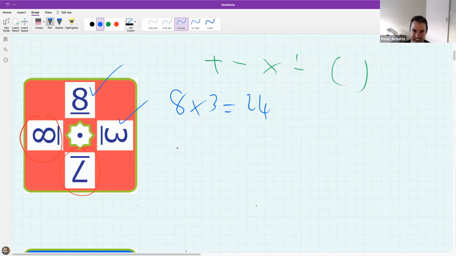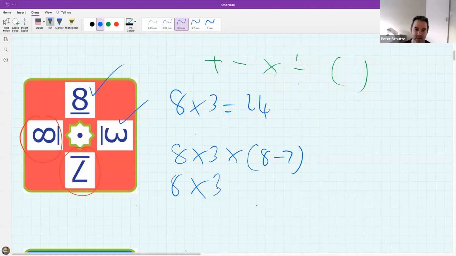24 times 1, yes. So if you go 8 times 3 times, and then you bring a bracket in and you go 8 minus 7, you'll just get 8 times 3 times 1, which is 24. And so that's what you do. You go 8 minus 7 to get 1, and then you use the 1 like that.